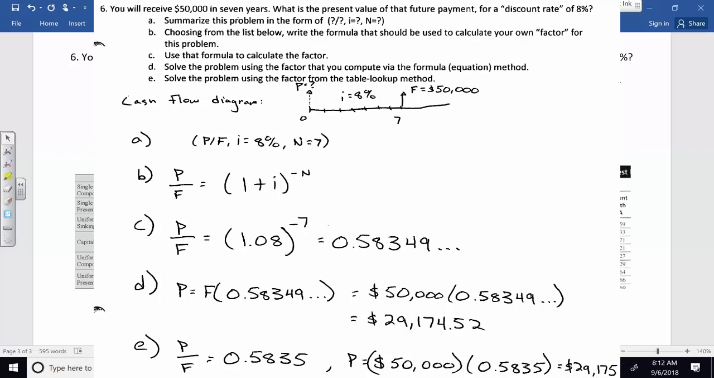So the last part of this in-class exercise problem says solve the problem using the factor from the table lookup method. All right, so here's a table, this 8% table, and you always have to be really careful that you're using the right table. On an exam, I maybe would give you a sheet that has 4 or 5 different interest rate tables, and so you'd need to use the right one, otherwise your answer is going to be way off. Okay, so yes, check.